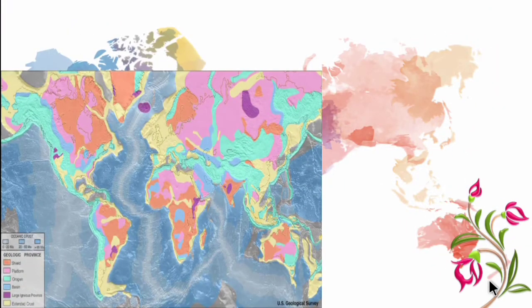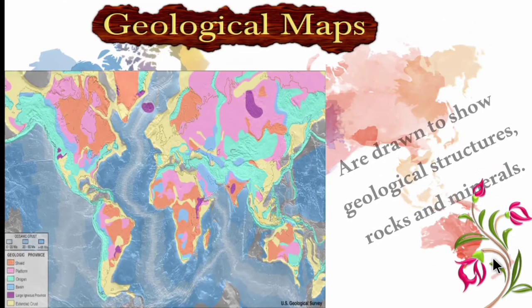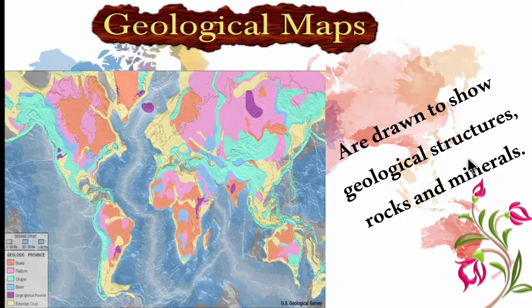Next one is geological maps. The geological maps are drawn to show geological features or structures like rocks and minerals. So geological maps provide details about the geological structure like rocks and minerals.